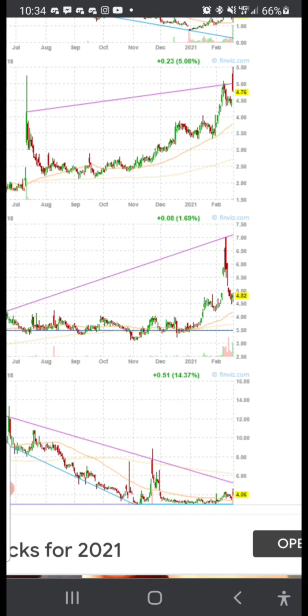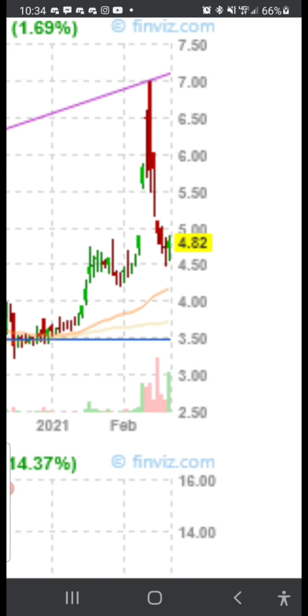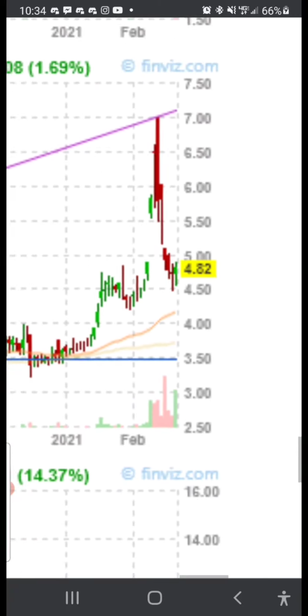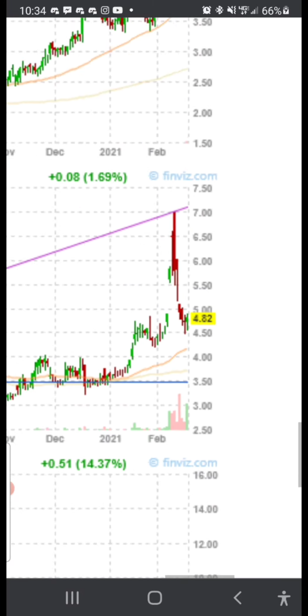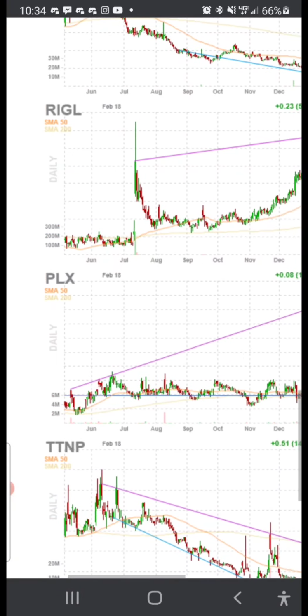This one broke out. As you can see, we had a huge dip, right? And a ton of more green volume, which means it's going to start picking back up. So I'm going to look at that one as well.